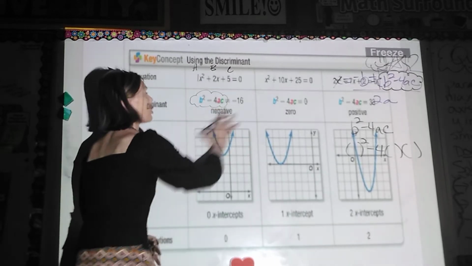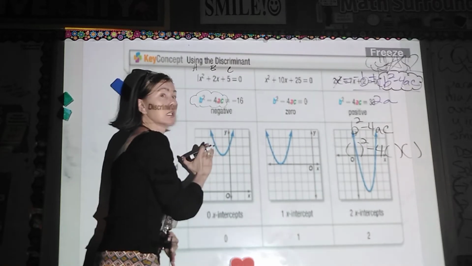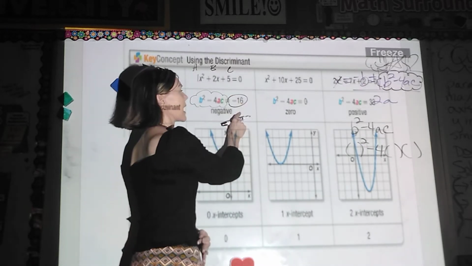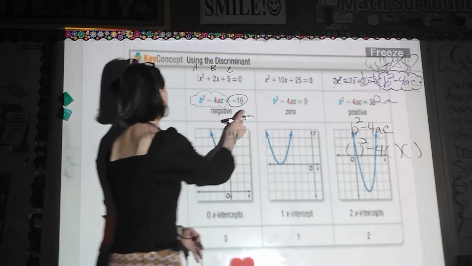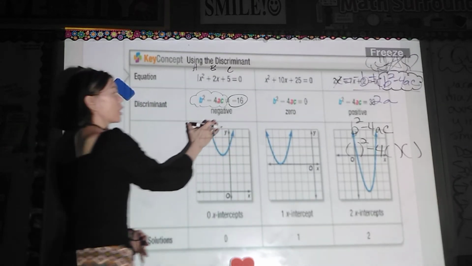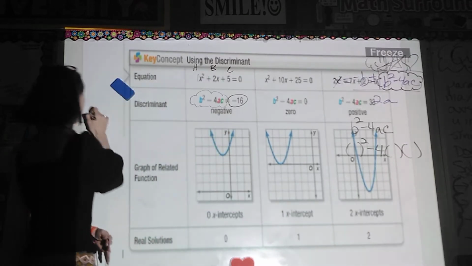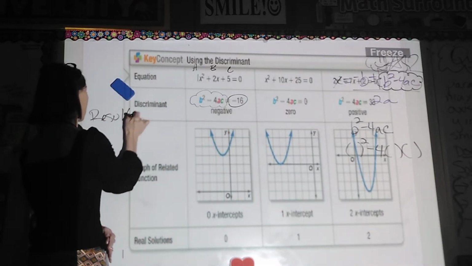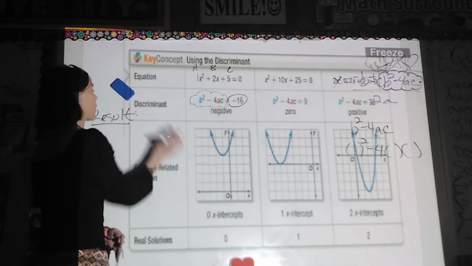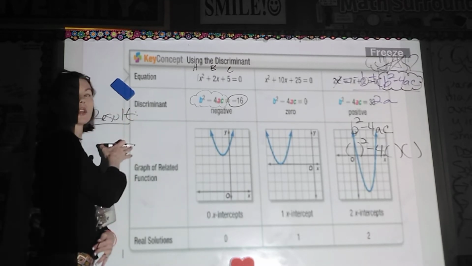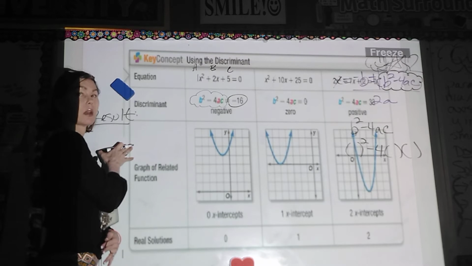And when you do the math, your result is a negative 16. So on the side, I'm going to write it over here. Everybody write the word result. Am I still on the screen? Can you still see this when I'm writing it? Okay, thank you. The result from the discriminant.